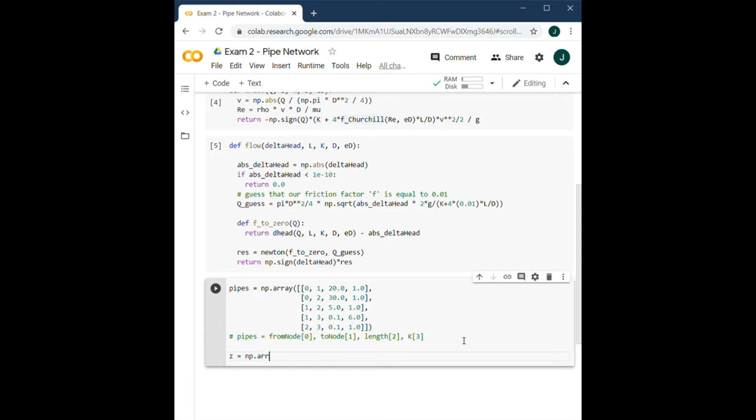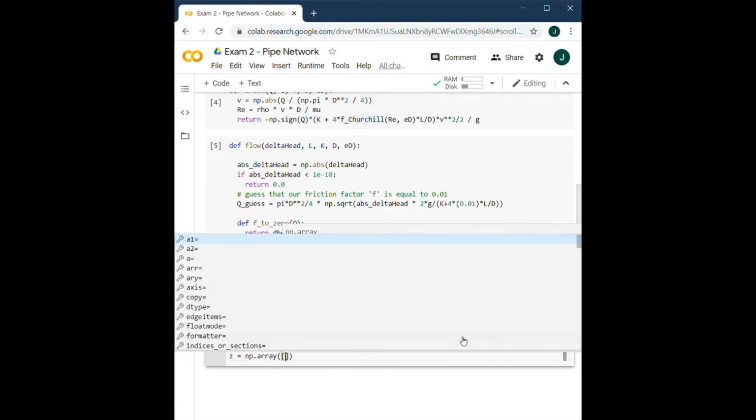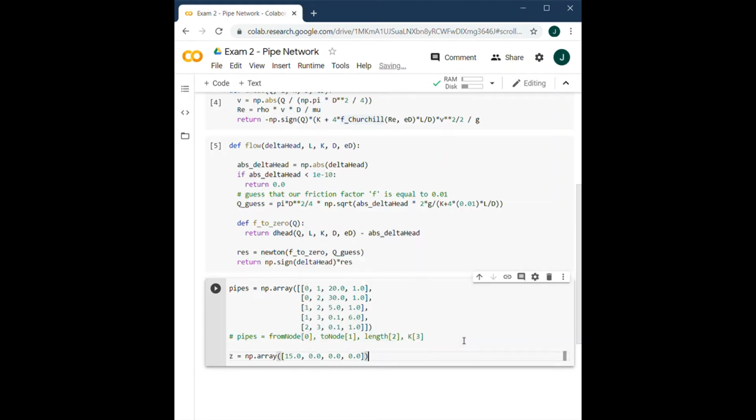So we're going to create an array, same as above. And the first node is going to be at 15.0, because that's what we're guessing for this problem, as stated before. Then the rest of the nodes are all at a height of 0. So we'll just put in 0, 0, and 0.